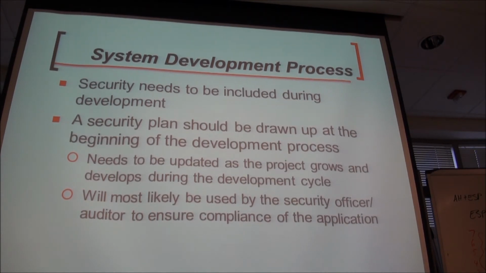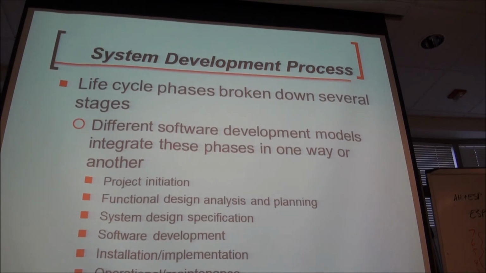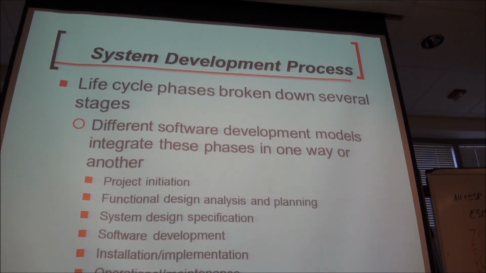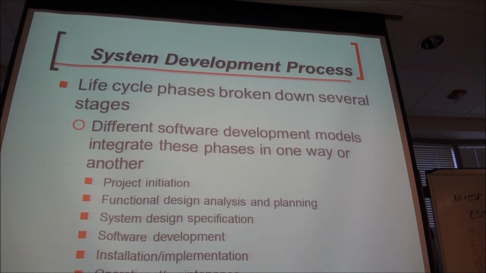So, security needs to be included during the development process. You should draw up your security plan. Do a risk analysis. So here's your life cycle. Pretty much like a project management life cycle. Looks familiar. You do your project initiation, functional design, analysis, and planning. During that time, you can do things like risk analysis. And you can design your system specs and start doing control measuring. Then eventually you end up writing some software.